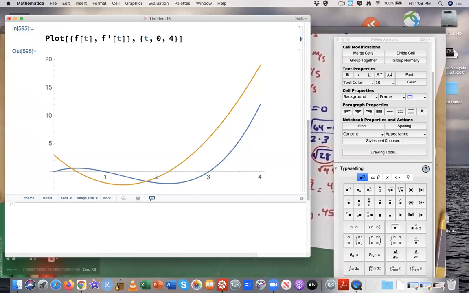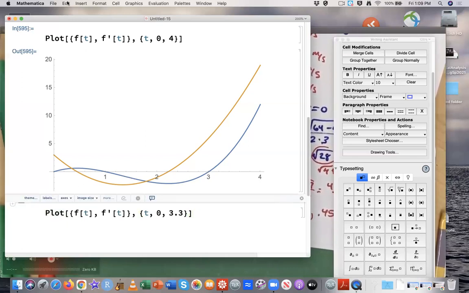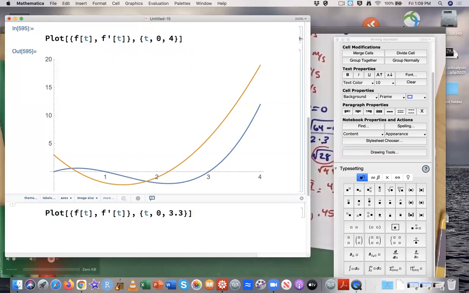Let me actually modify this to not have such a wide scale in the vertical direction. Well, for one thing, by going maybe instead of to 4 to maybe 3.5. Well, let's do 3.3. What did I do there? I just copied and pasted. That's one big benefit of Mathematica. It's easy to copy and paste stuff. So I went up to this cell. I did a Command C for copy, and then I went down here and I did a Command V for paste. But of course, you can use the edit menu as well to do your copy and paste.